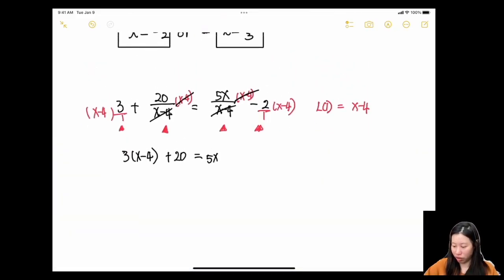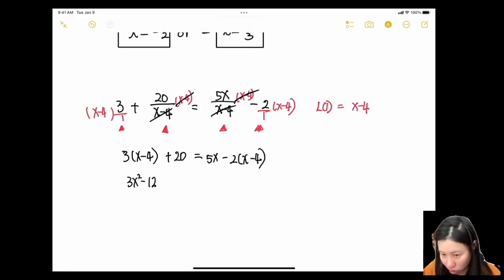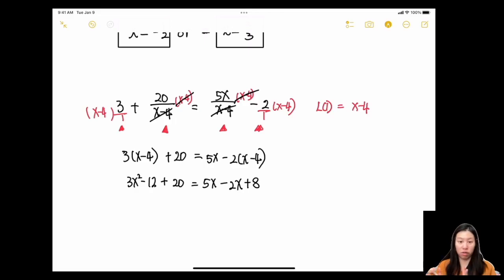Minus 2 times x minus 4. Now simplify it. I have 3x minus 12 plus 20 equals 5x minus 2x plus 8. Don't forget to change the sign. And then we merge the like terms. Did I miss anything? Okay, this is 3x, not 3x squared.